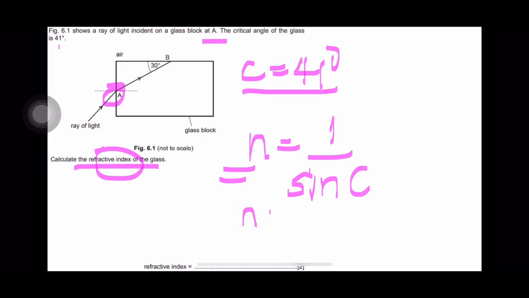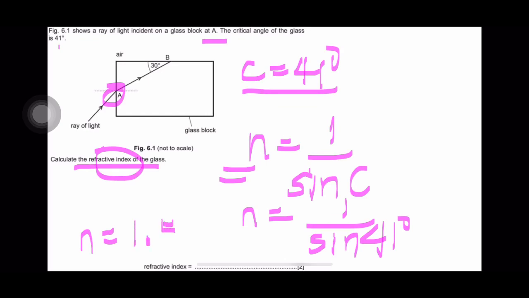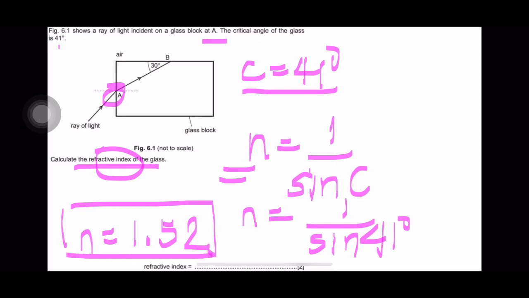So n now is equal to 1 divided by sine of the critical angle, which is 41 degrees. If you are going to enter that in your calculator, 1 divided by sine 41, so n here is equal to 1.52. Okay, so that's the final answer for problem number 2, the second one. So this is 2 marks.